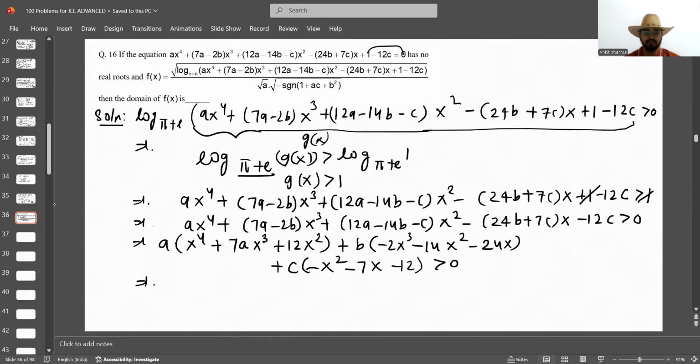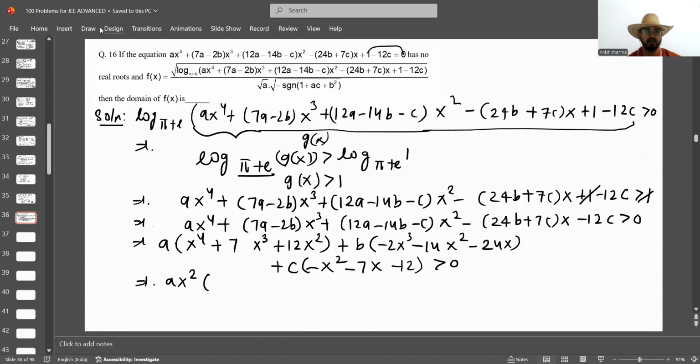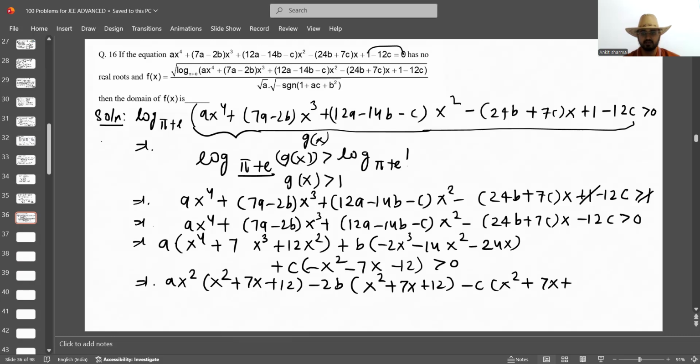Now we can collect ax square common. This is not 7ax cube, this is just 7x cube, since we have already taken a outside. So we end up getting ax square times (x square plus 7x plus 12). Then minus 2 I'll be taking common, so this gives me again x square plus 7x plus 12. And then I can collect minus c, which gives me x square plus 7x plus 12.